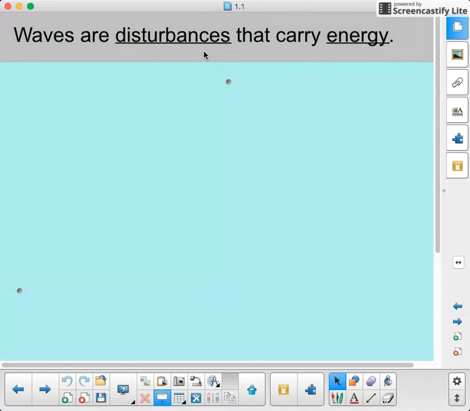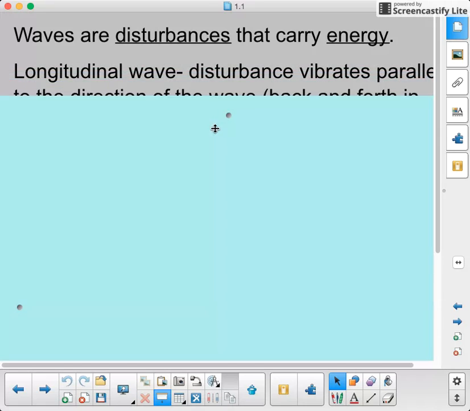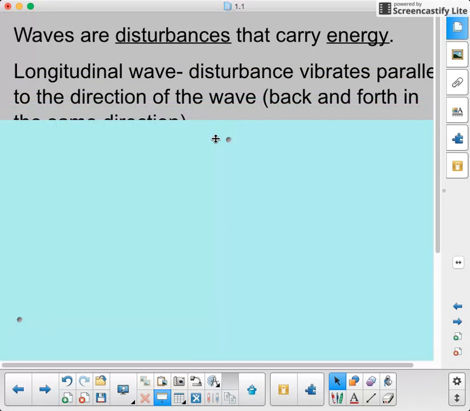The first statement in the notes is a fill-in-the-blank statement. Waves are disturbances that carry energy. They do not carry matter, and that's something I'll explain more as we go through the lesson. The first type of wave we'll look at is a longitudinal wave.